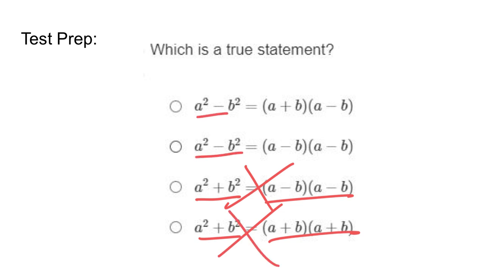Now here we have difference of squares, and we have an option of a plus b, a minus b, and we have an option of a minus b, a minus b. It is plus and minus that we have to have there. So A is the right answer to that one.